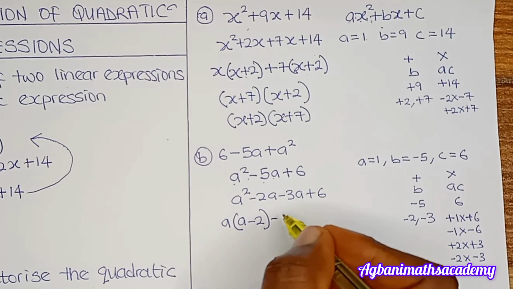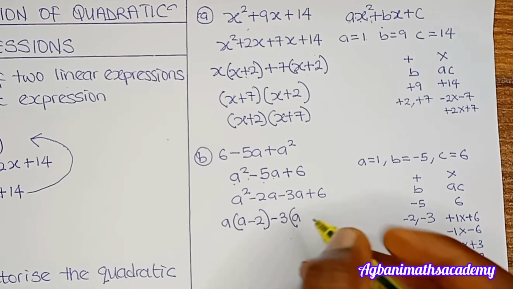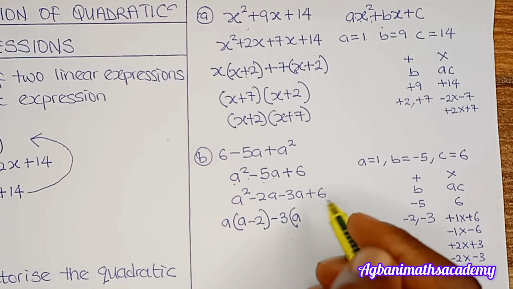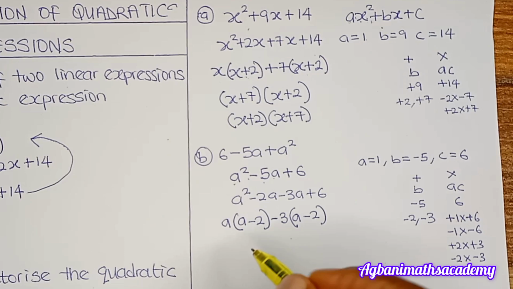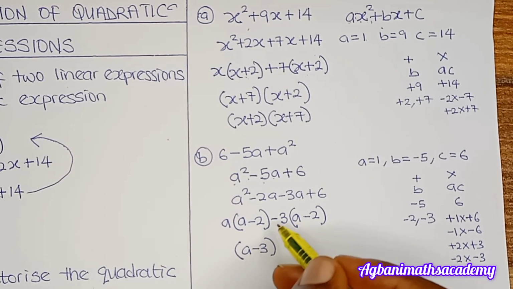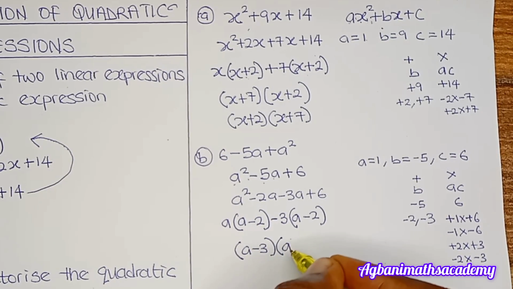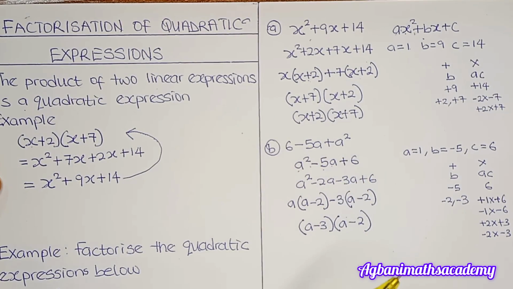Between minus 3a and 6, minus 3 is common. Minus 3a divided by minus 3 will give us a, plus 6 divided by minus 3 will give us minus 2. So looking at the values in the bracket, we can see that they are the same. So we can continue. We put the values outside the bracket. In one bracket, we have a minus 3. And then the values in the bracket, since they are the same, we'll pick out one, a minus 2. So we have been able to factorize this quadratic expression in order to get the two linear expressions that multiply themselves to give this quadratic expression.